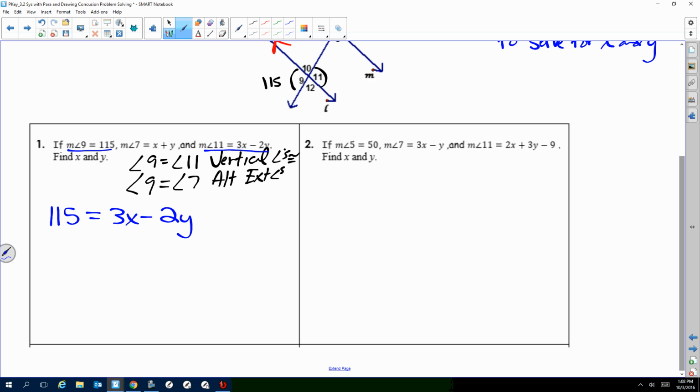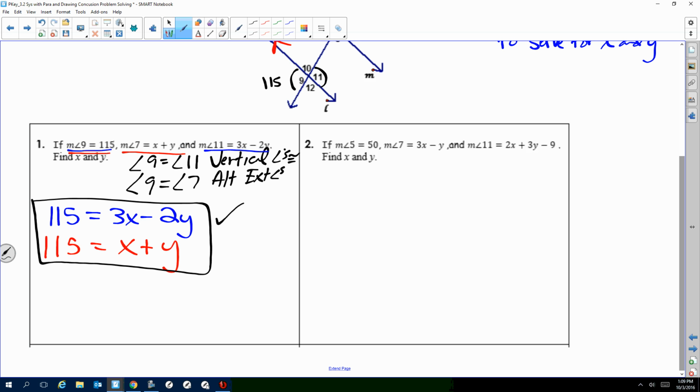All right, now I'm going to go to my next statement that you told me, alternate exterior angles, okay? So now we're looking at 9 and 7. We already know 9 is 115. 7 is x plus y. Do you have this written down? Okay, so I'm going to box this because this right here you must give. This is the first thing I'm going to check. This is your system of equations. Okay, that's your system of equations that you have, yes?